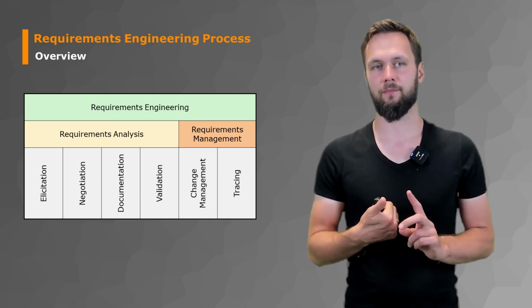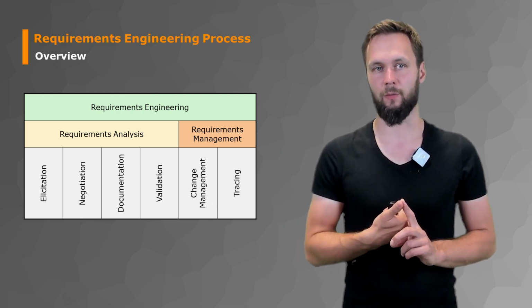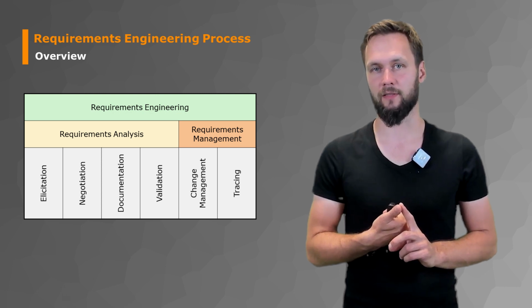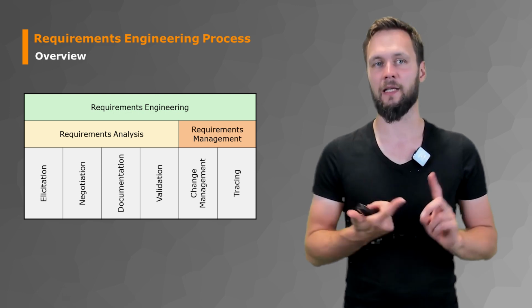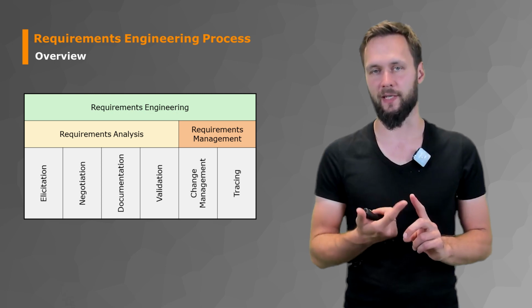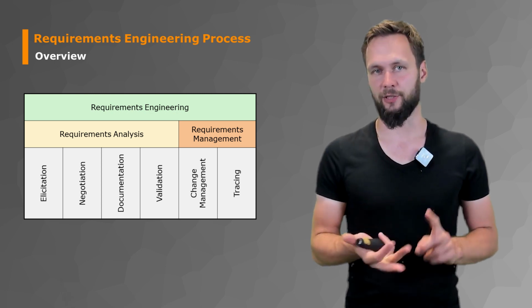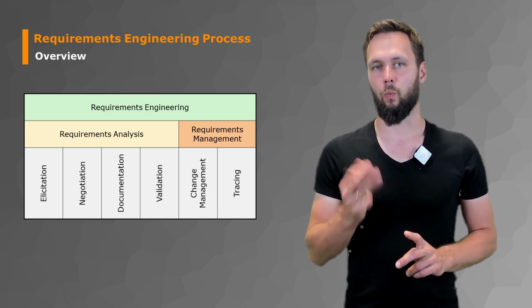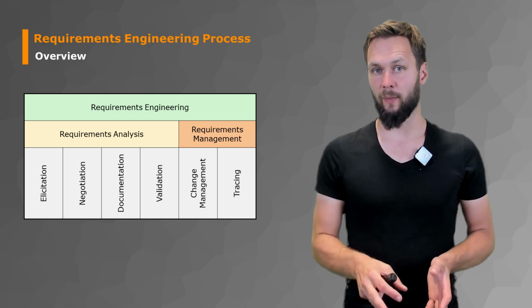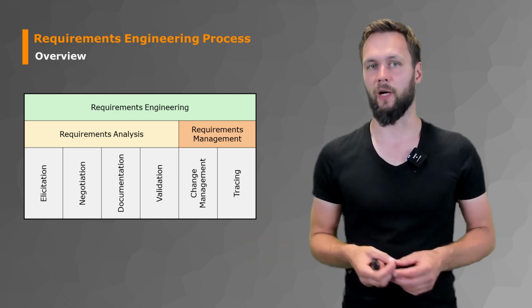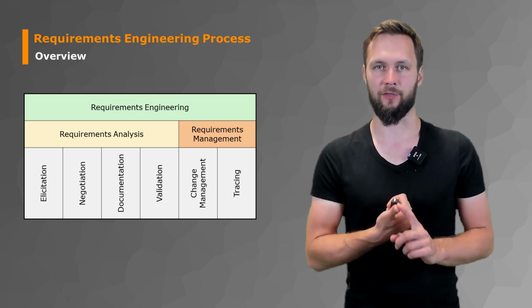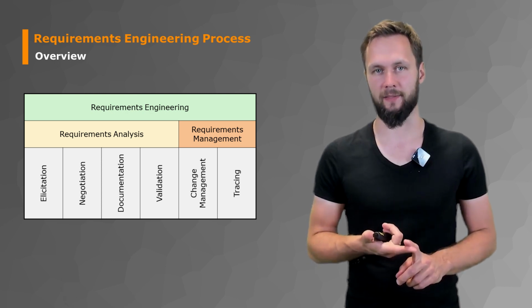So we start on the left side with the requirements analysis that is divided into elicitation, negotiation, often in combination with analysis, documentation, and validation. Once you have all the requirements, then you do requirements management, which covers change management and tracing.